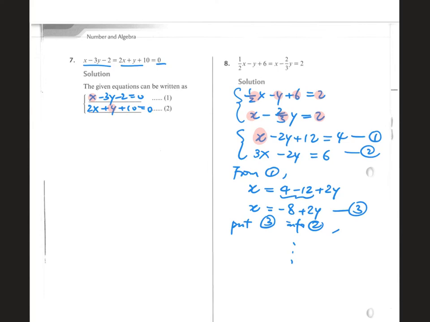This is how we use the method of substitution in solving two equations.